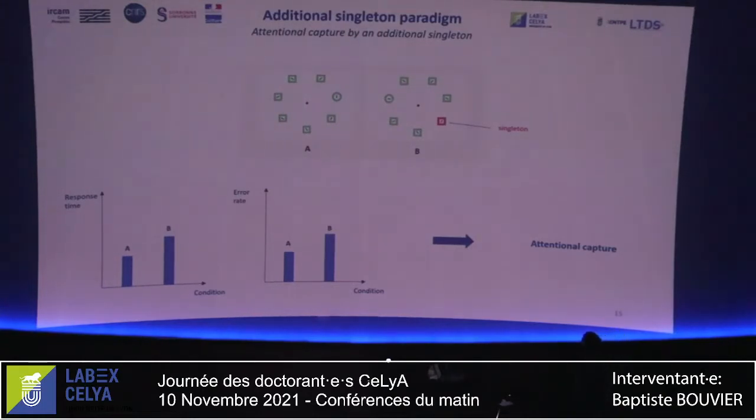In the following, we call singleton the different shape in condition B. In condition A, you just have the target alone with the different shapes. And in condition B, you have the target, all the shapes, and a different one, the singleton.